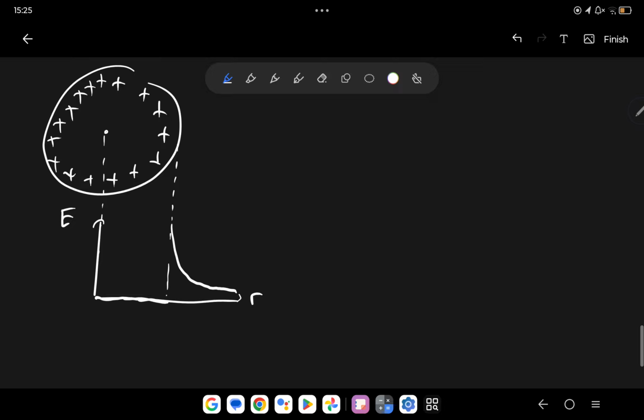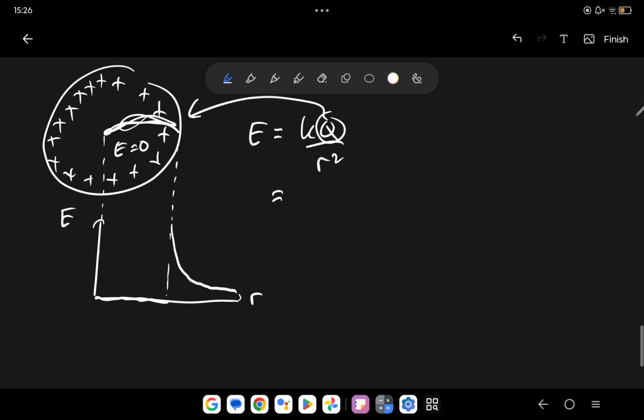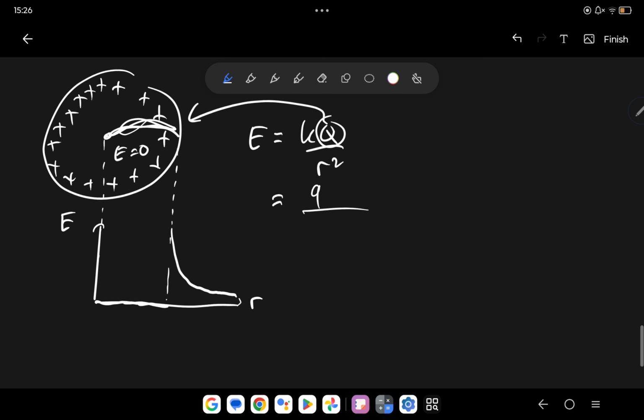What does that mean? That means the electric field of the inner circle, the inside, is equal to 0. But once we get to the edge and outside of the circle, it is equal to kq over r squared, where q is the charge of the sphere. But another equation we have is q over 4 pi r squared epsilon naught. How do we get that?